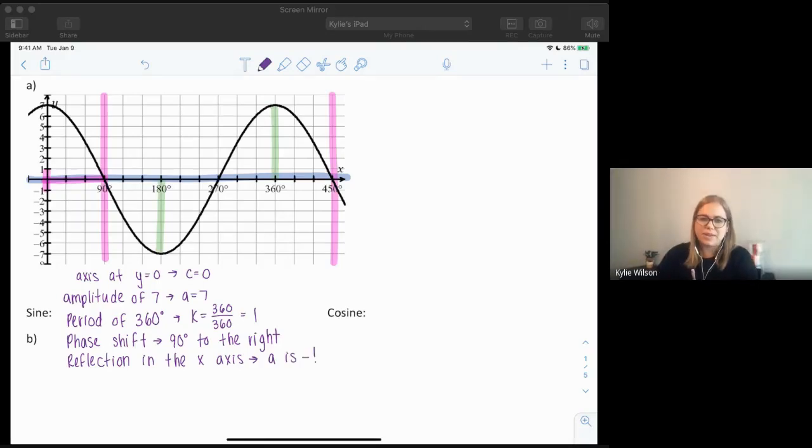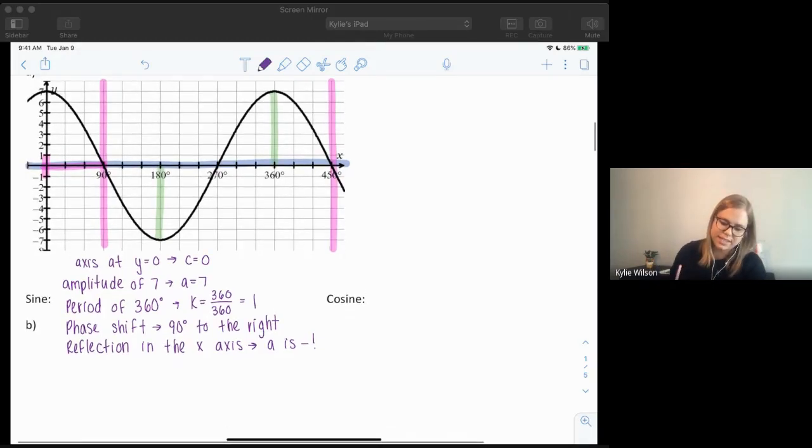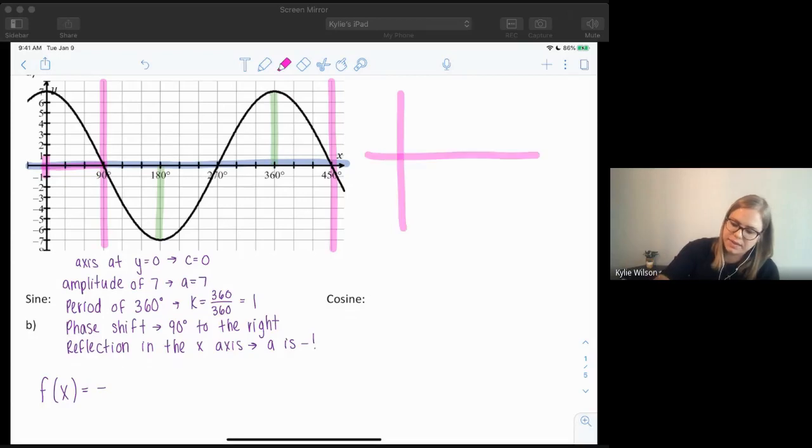So now that we have all of that information, let's put that all into an equation. We have f of x equals, we had a reflection in the x-axis, and how I knew that was because sine typically goes like this, but because it goes down and then up, that means it's been reflected.